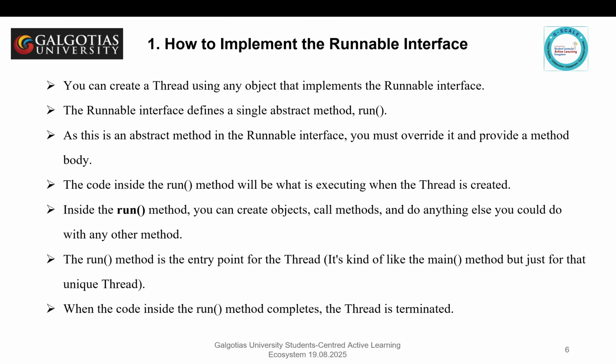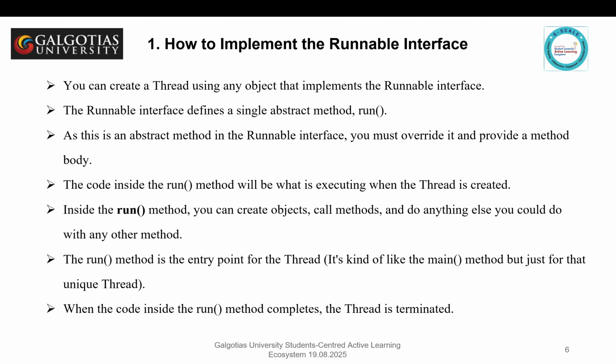In Java, you can create a thread using any class that implements the Runnable interface. The Runnable interface contains only one abstract method, which is void run. This method must be overridden. The code written inside the run method is what gets executed when the thread starts. Think of run as the entry point of a thread, just like main is the entry point of a program. Once the run method finishes execution, the thread terminates automatically.